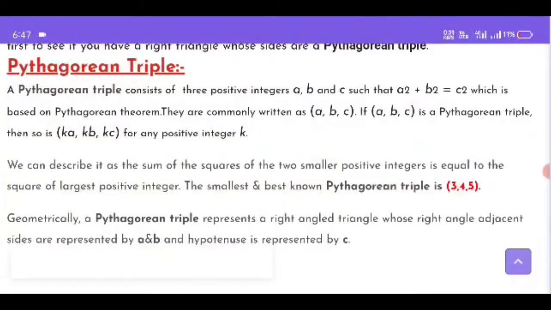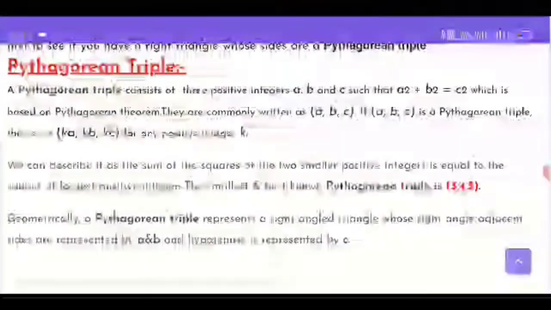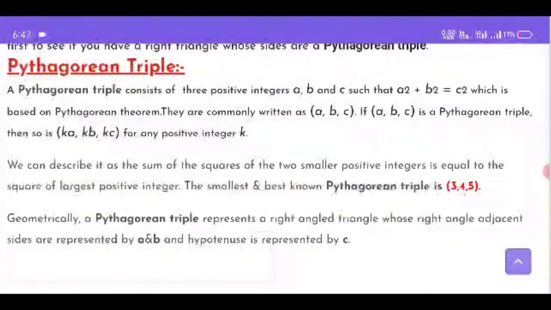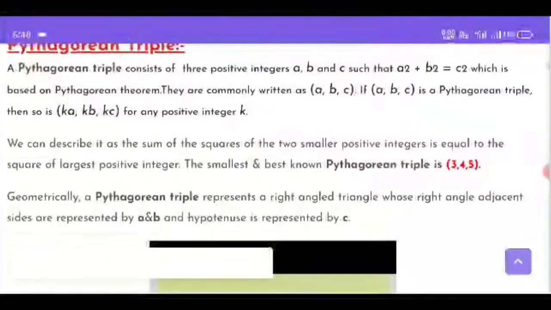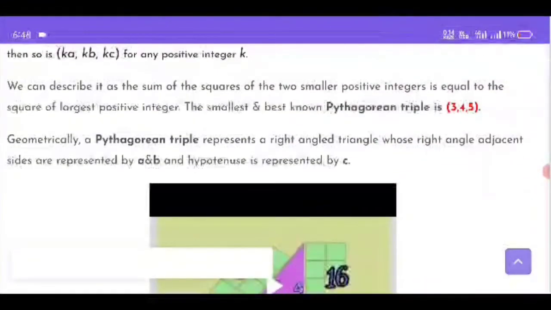We can describe it as: you know that a square plus b square equals c square. If I multiply both sides by k square, then k square a square plus k square b square equals k square c square, and then (ka) whole square plus (kb) whole square equals (kc) whole square. This is our desired result. We can describe it as the sum of the squares of the two smaller positive integers is equal to the square of the largest positive integer. So the smallest and the best known Pythagorean triple is 3, 4, 5.